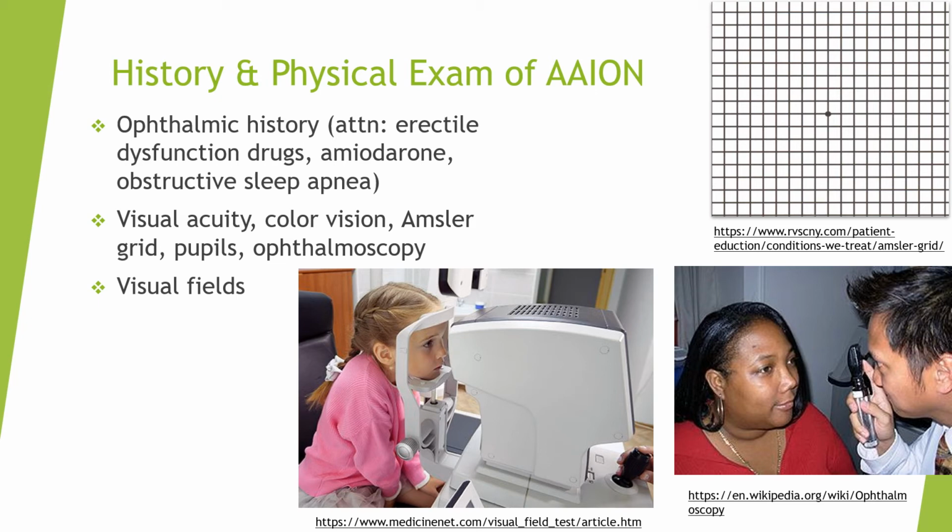For the physical exam, we can check the visual acuity, color vision, as well as the Amsler grid. This is demonstrated in the top right picture there. If at any point of the grid the lines are wavy or discontinuous, this signifies a problem. And also look at the pupils and test for RAPD with the swinging light test, as well as ophthalmoscopy. Make sure to do a fundoscopy as well.